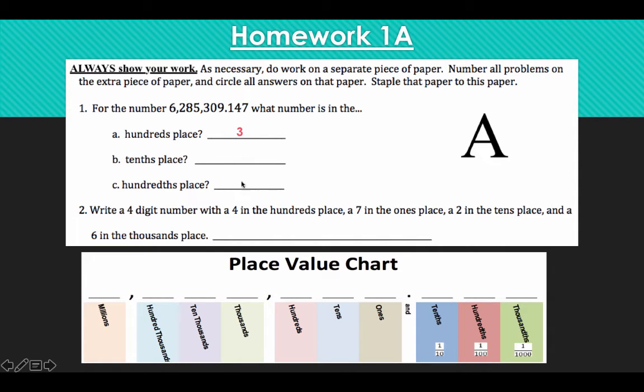Remember, you only have to list the number. You don't have to put a decimal point or anything like that. Just the number that is in that place value. Over here, it says to write a 4-digit number with a 4 in the hundreds place, a 7 in the ones place, a 2 in the tens place, and a 6 in the thousands place.